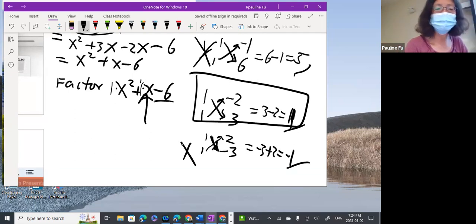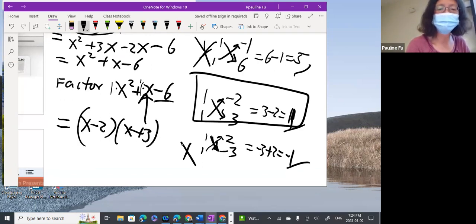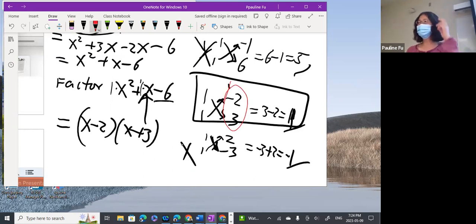Once you have this one, you can write down x minus 2 times x plus 3. That is how you factor a polynomial. Try to find the two numbers. Those two numbers are negative 2 and 3. Those two numbers multiplied together give negative 6. Those two numbers added together give 1, the coefficient in front of x.